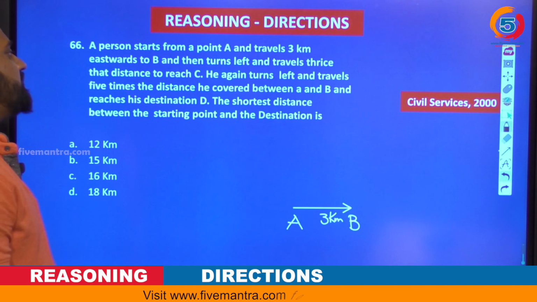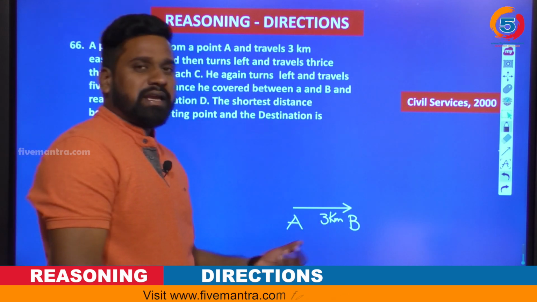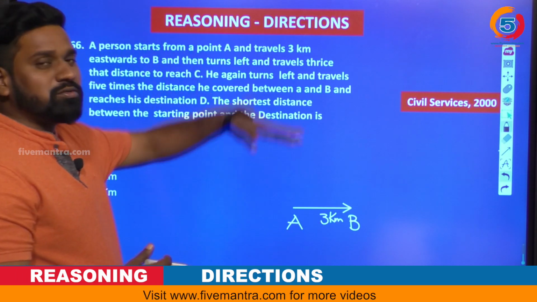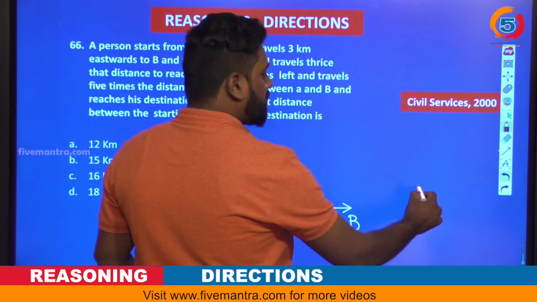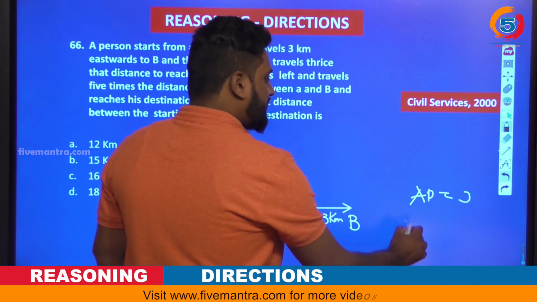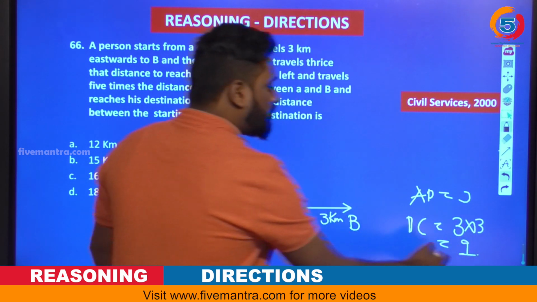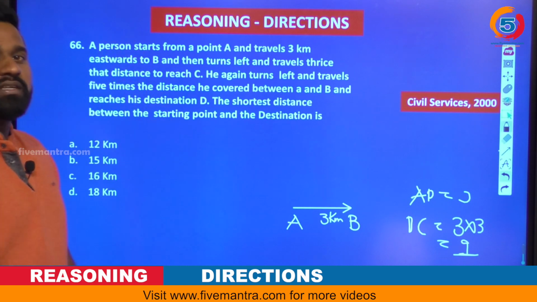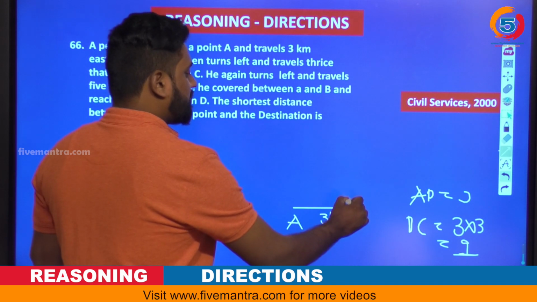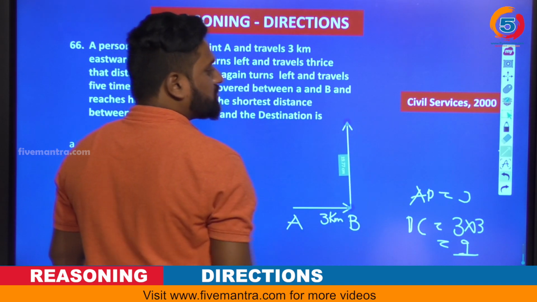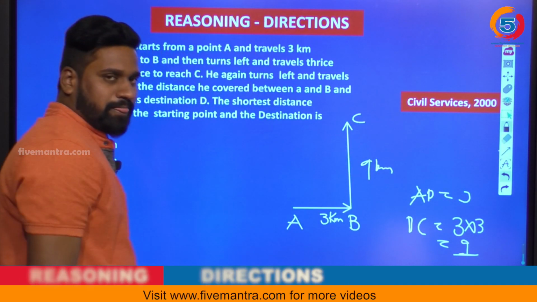And then he turns left and travels thrice the distance to reach C. That means from A to B he covered 3 kilometers. Now from B to C he covers thrice the distance covered between A and B. AB is 3 kilometers, so BC is 3 times that distance, 3 into 3. To reach C, he has to cover 9 kilometers from B. Now he reaches point C.